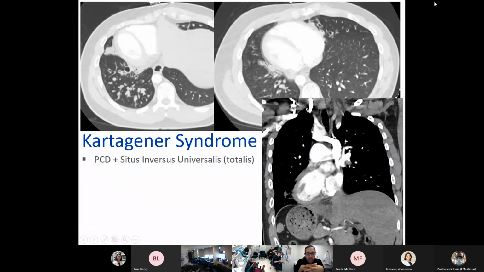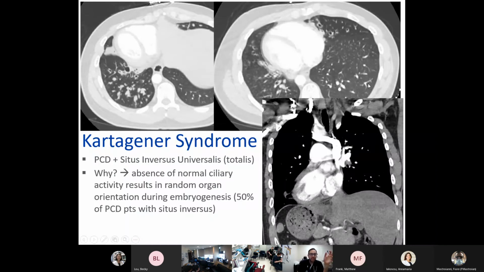And I didn't know this. I don't know why I didn't know this, but apparently with primary ciliary dyskinesia, 50% of patients will have situs inversus and 50% will not. And the reason is absence of normal ciliary activity during embryogenesis will result in random organ orientation. So this is a syndrome where you might have monozygotic twins, and one of them has PCD and the other has Kartagener's with situs inversus, which I thought is interesting.